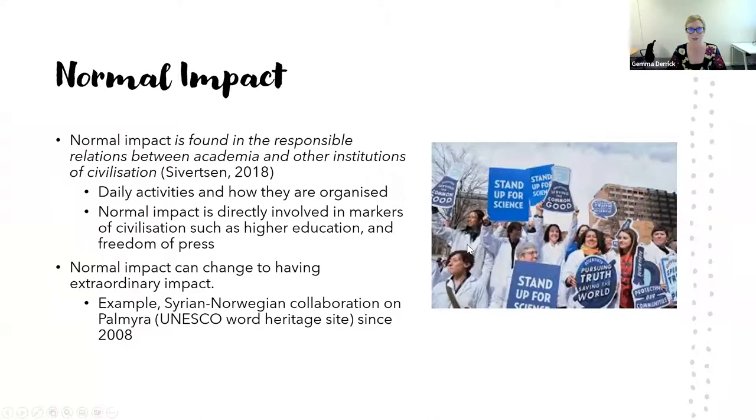Within all this is the idea of normal impact. Normal impact, or the impact that is reflected in most of the instruments utilized by the research councils globally, assumes that there's a responsible relationship between academia and other modes and institutions of civilization. That is not always the case, okay? And it's evidenced through daily activities, good and open communication, the reduction of miscommunication, and it's all happy and flappy, but it doesn't always work that way.